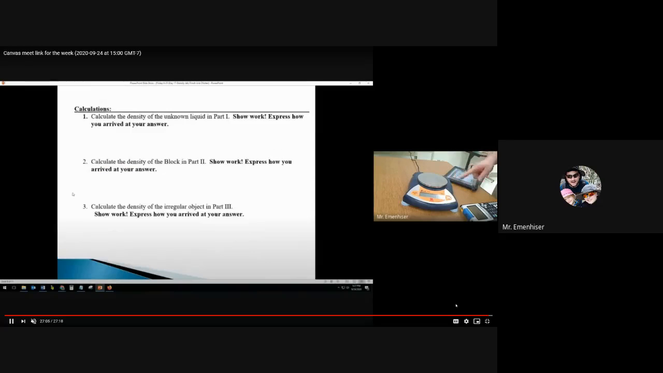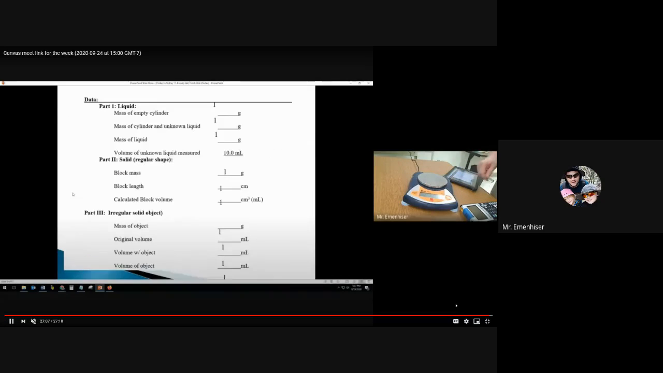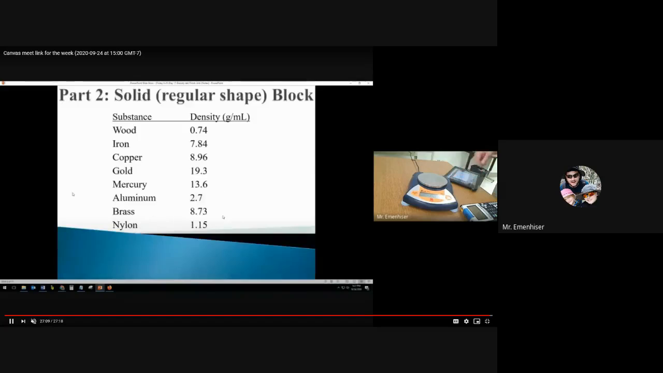I think that's it. So make sure you fill out your data table. You'll type in your values. Here's our table. And remember, the density of our block was 8.7.